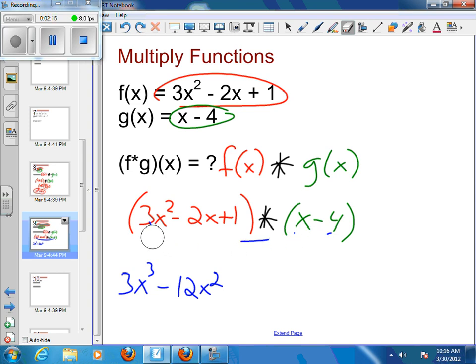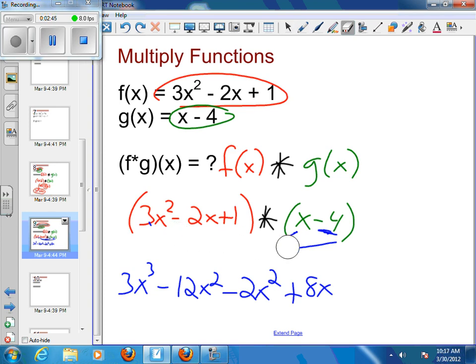Now I've distributed my first term, so I move to my second term. And I'm going to take this negative 2x and multiply it by this x. So negative 2x times x is a negative 2x squared. And then I take the negative 2x and I multiply it by this negative 4. And negative times negative gives me a positive, so that is a positive 8x.